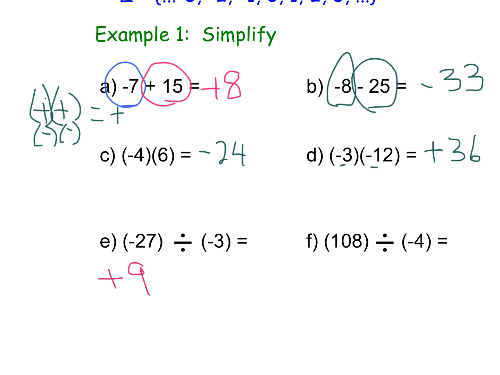For our final question, we have a positive number, 108, being divided by a negative number. Those signs are different, so we'll have a negative answer. And 108 divided by 4 is 27.